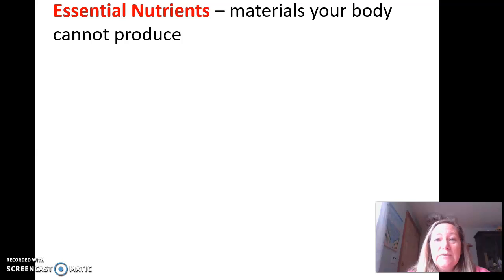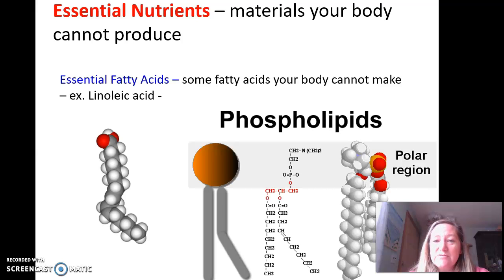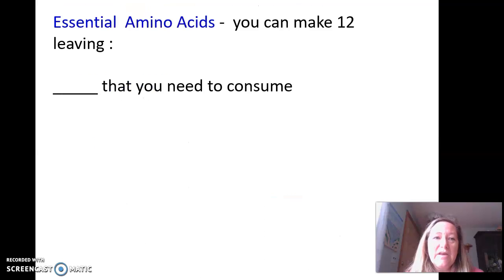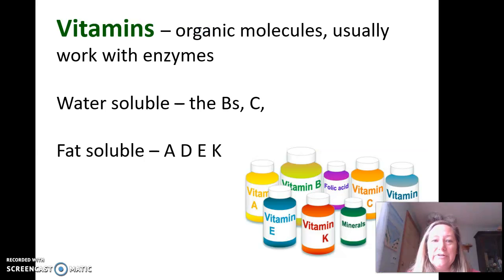There are essential nutrients that we need in our body that we can't produce. Things like essential fatty acids and phospholipids. Remember, we talked about the cell membrane earlier this year, and there is important cholesterol that we need. So there's bad cholesterol and good cholesterol. Speaking of amino acids, there are 20, remember. We can make 12. That leaves 8 to consume. So right there are your essential amino acids that we need to get from food, or you can get them from protein shakes or whatever.